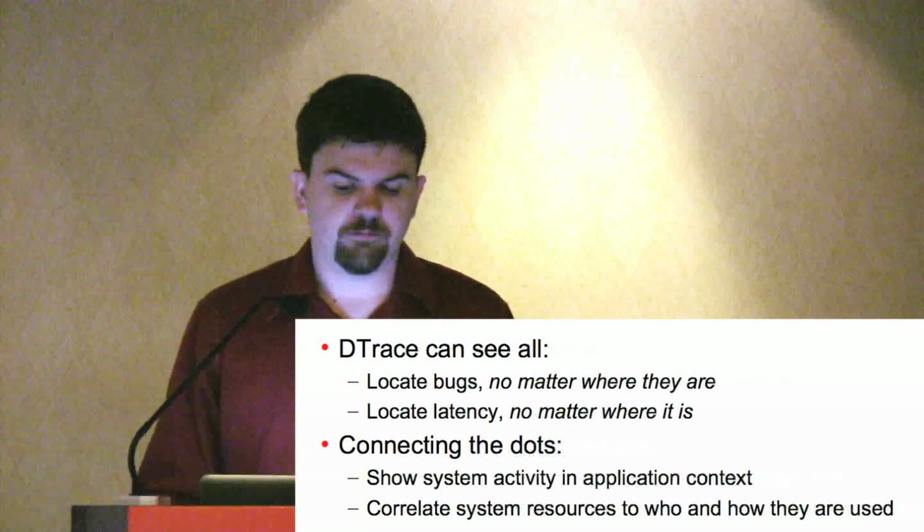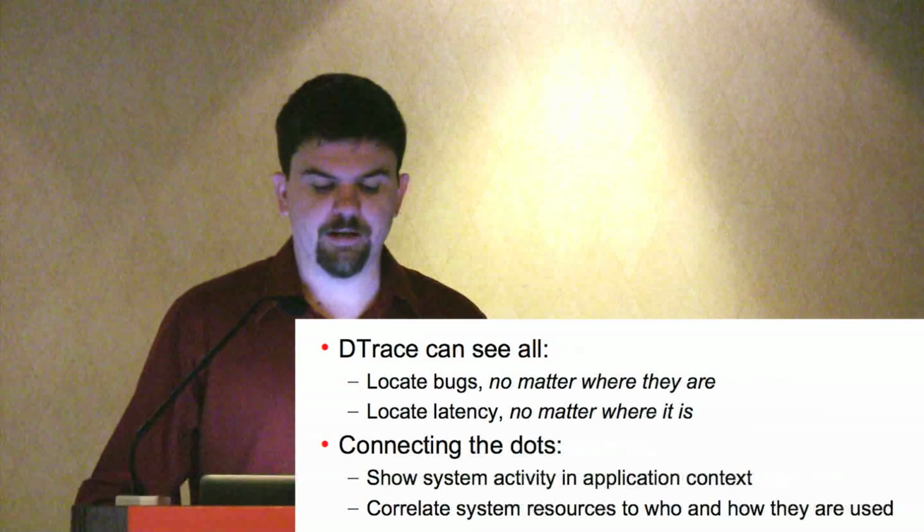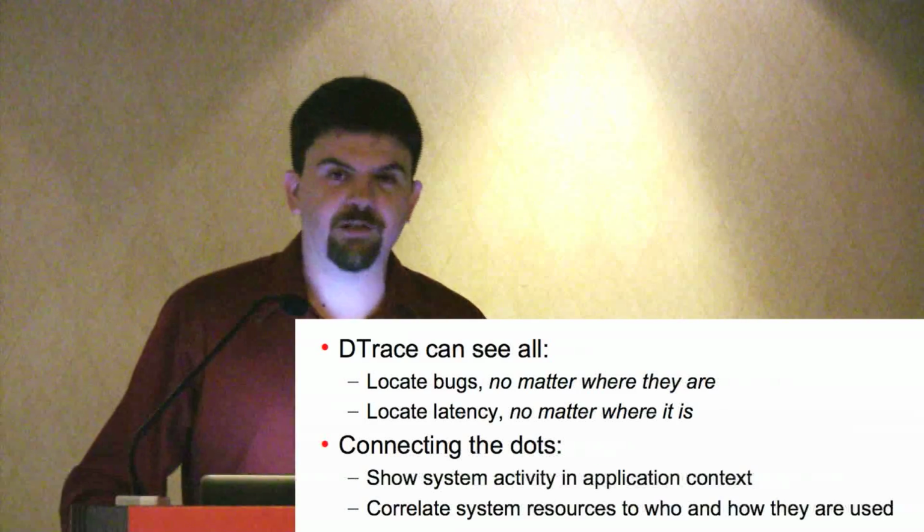DTrace can see all, so you can locate bugs no matter where they are, and you can locate latency no matter where they are. If you're a manager of a team of application engineers, this makes your job a little bit easier, because if you're telling people to go and troubleshoot a bug, you can say, use DTrace to find it. And they can't really say, oh, DTrace doesn't do it. DTrace can do it. DTrace can look at all pieces of the software stack, all functions no matter where they live.